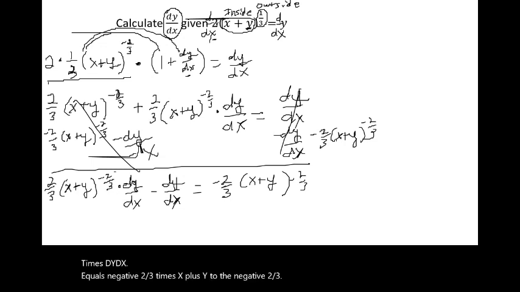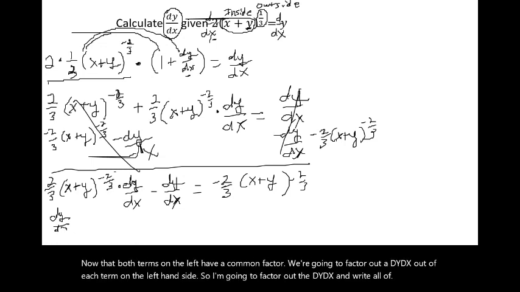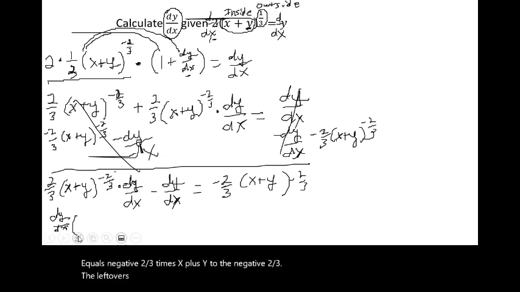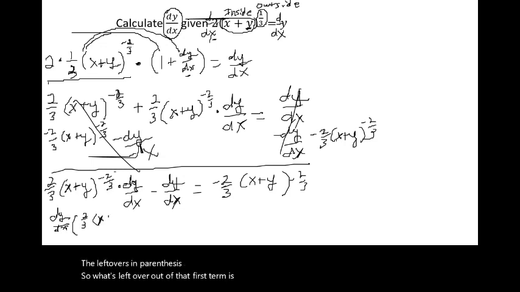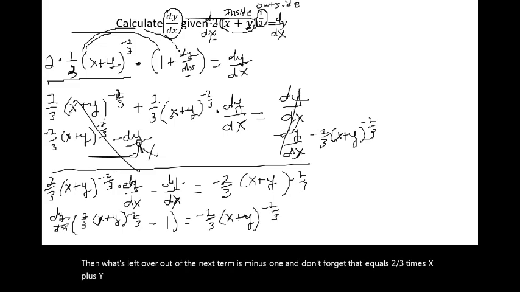Now that both terms on the left have a common factor, we're going to factor out a dy/dx out of each term on the left-hand side. I'm going to factor out the dy/dx and write all of the leftovers in parentheses. What's left over out of that first term is 2/3 times (x plus y) to the negative 2/3. What's left over out of the next term is minus 1. And don't forget that equals negative 2/3 times (x plus y) to the negative 2/3.